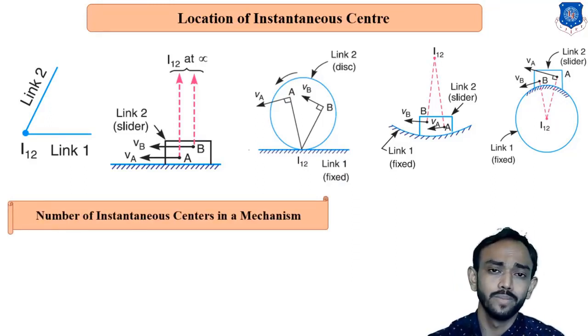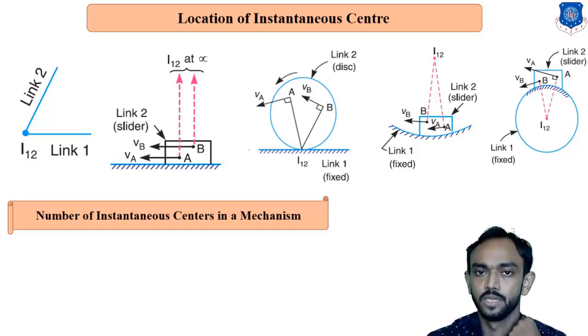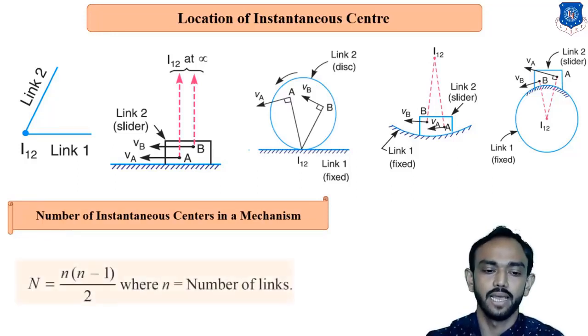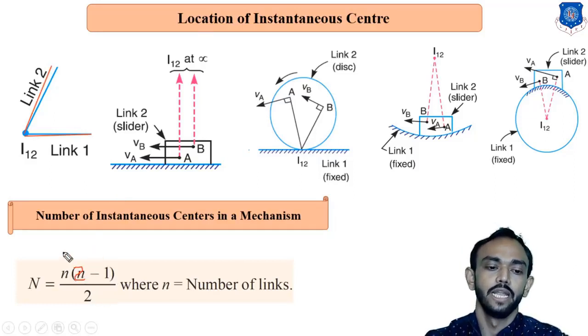Now we are going to find the number of I centers. How many centers should be there, and how can we find them? First of all, we have to find how many I centers there are. There is a relation: n into n minus 1, divided by 2, where n is the number of links. For example, with 2 links, link number 1 and link number 2: 2 into 1 divided by 2. So between 2 links there is only 1 I center.